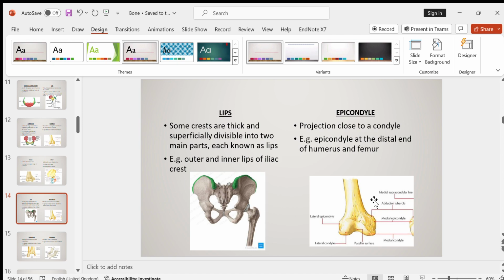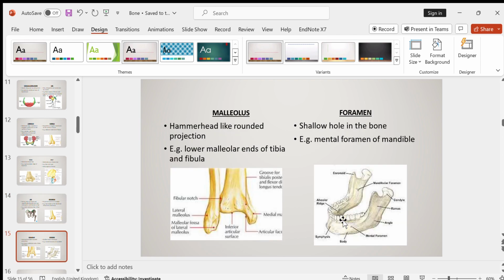Epicondyle is a small condyle on the top of a condyle. So I previously told you about the medial condyle and the lateral condyle. Just above the medial condyle is the medial epicondyle and just above the lateral condyle is the lateral epicondyle. Malleolus. What is a malleolus? At the ankle joint, we can see a lateral malleolus formed by the fibula and a medial malleolus that is formed by the lower end of the tibia.